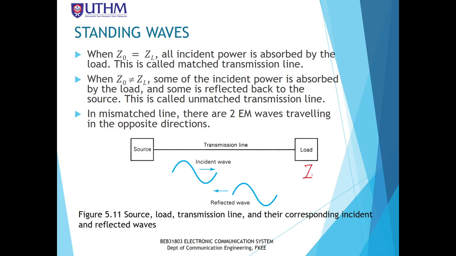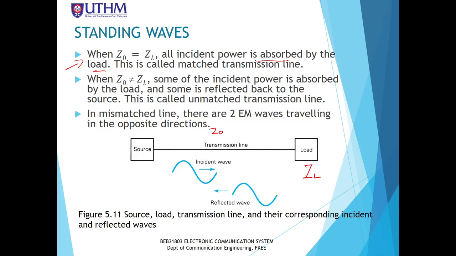So here about the issue of load impedance, and here we have the Z naught, the characteristic impedance of the transmission line. So when ZO is equal to ZL, apabila load impedance bersamaan dengan characteristic impedance, all incident power is absorbed by the load. This is called a matched transmission line.